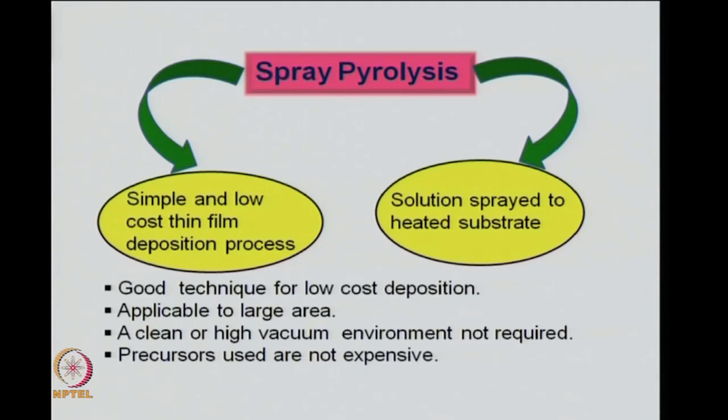The simple spray pyrolysis method, also called the conventional spray pyrolysis method, is a very simple and low cost process by which you can deposit thin films. You have a solution, and that solution is sprayed using an atomizer or a nebulizer onto a heated substrate, and then you can get particles or films depending on your technique.